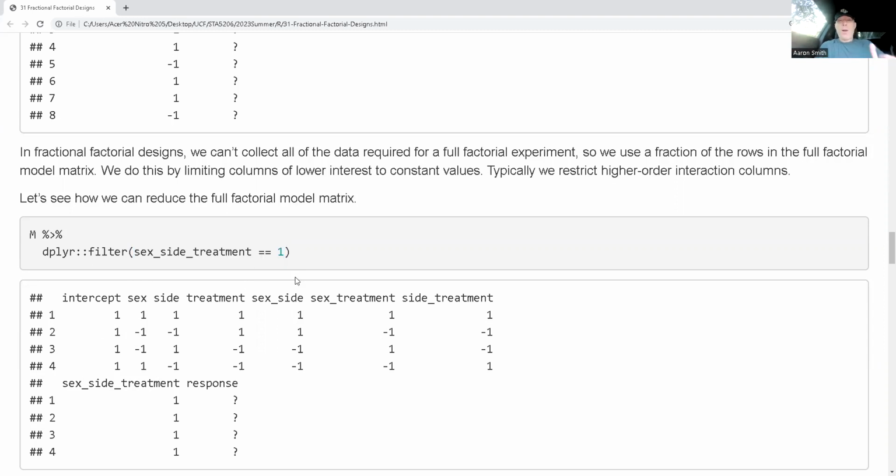Okay, so now I want you to take a look at this. Look at the intercept column. Look at the three-way interaction. You'll notice that they have perfect correlation with each other.